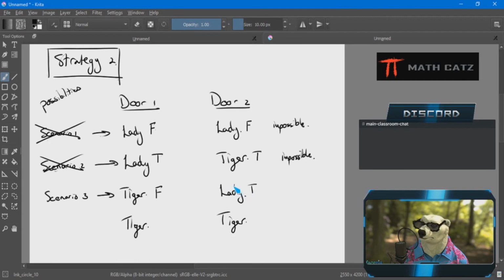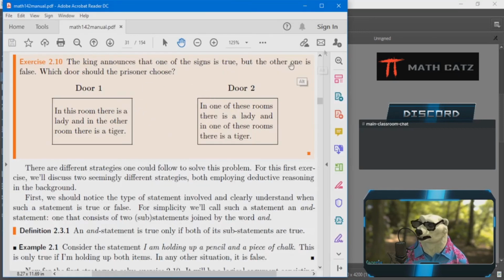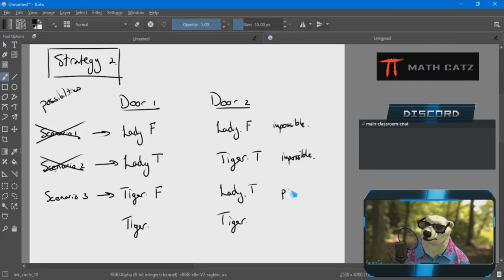True. So now I have, under the assumption of this scenario, one door is false, one door is true. That doesn't go against what the king said. So this is certainly possible. Please note, that doesn't mean this is happening. It just means I didn't find a contradiction. I have to technically look at the next scenario.